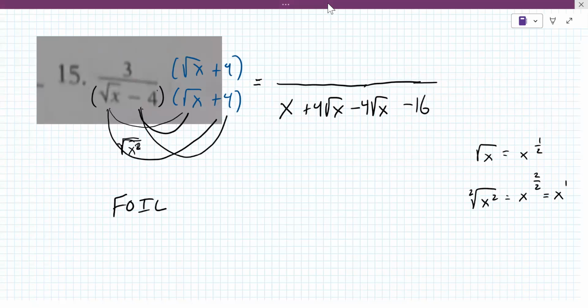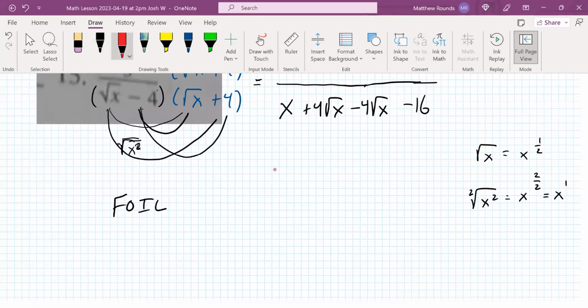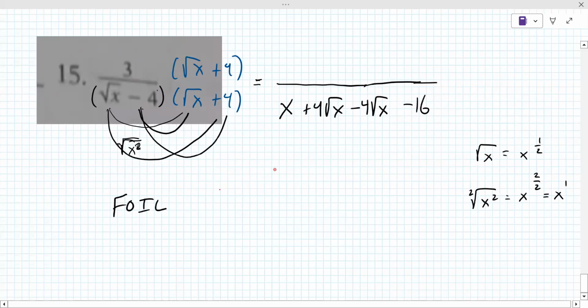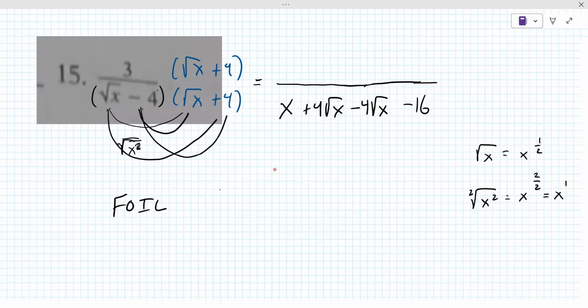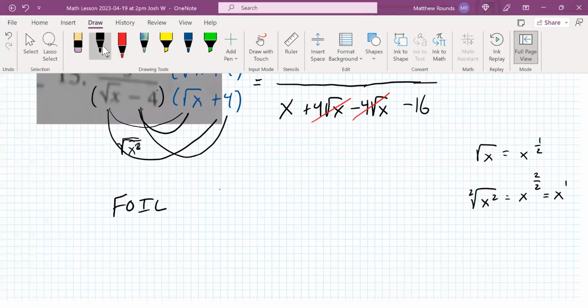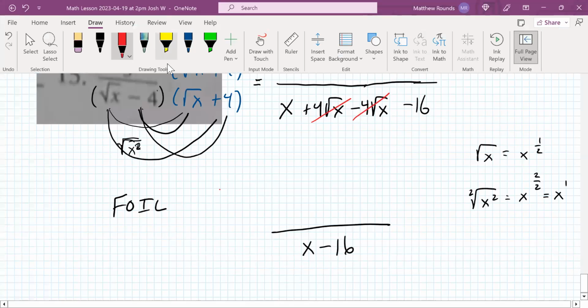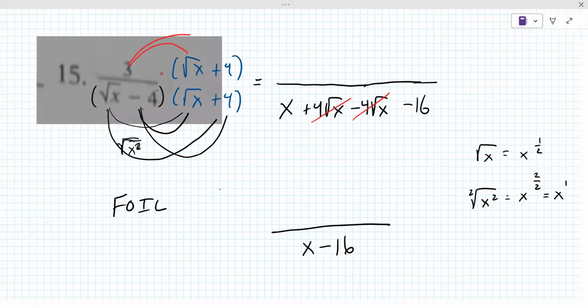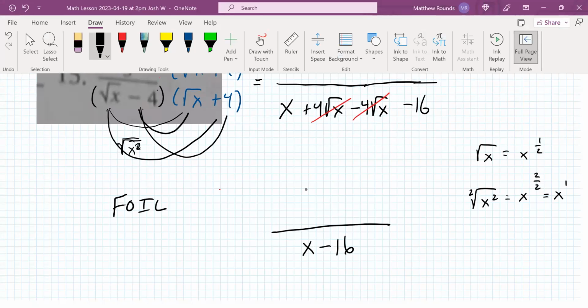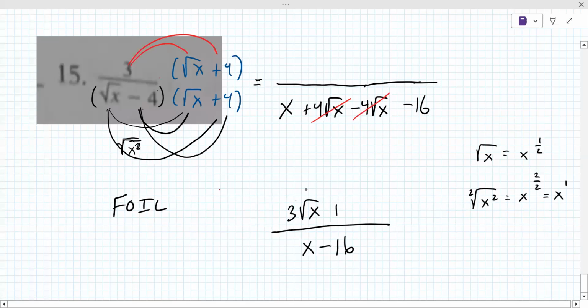Now, do you notice anything that might be a like term in the bottom there? The 4 square root of x and the -4 square root of x. Okay, those are going to cancel. So then we have x and -16 on the bottom. Now on the top, that 3 is going to multiply the square root of x, and that 3 is going to multiply the 4. What does that become? 3 square root of x plus 12.